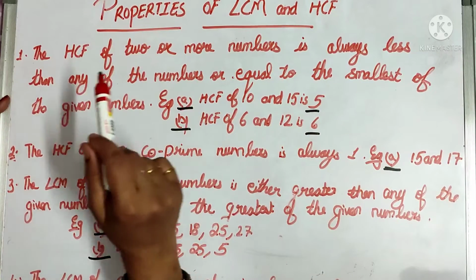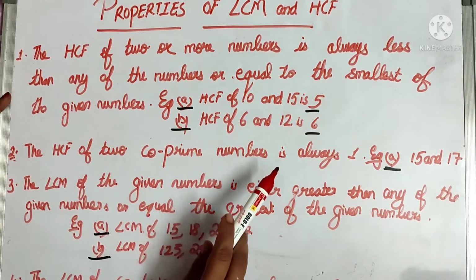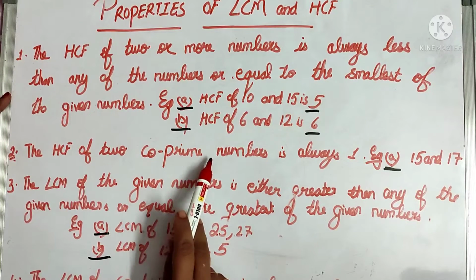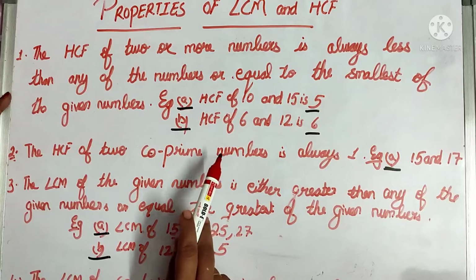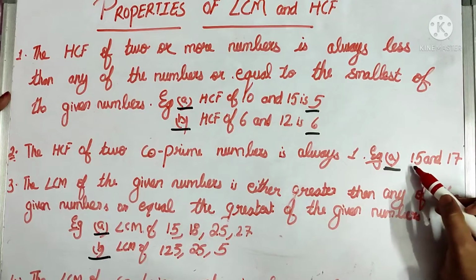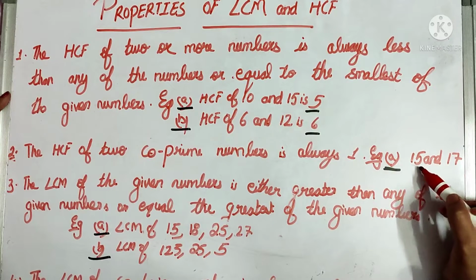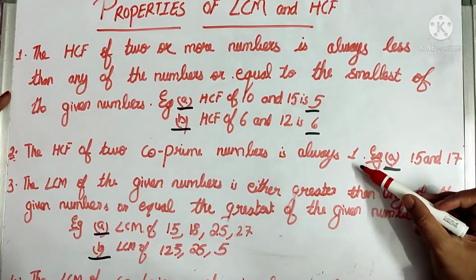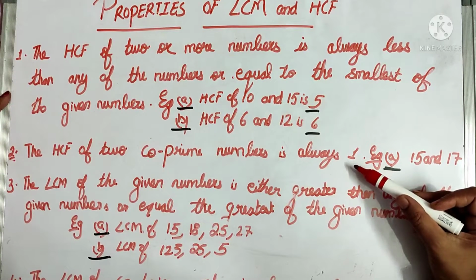Then, the HCF of two co-prime numbers is always 1. Now, what are co-prime numbers? Co-prime numbers are those numbers whose HCF is always 1. For example, 15 and 17. What will be their HCF? Naturally, 17 is a prime number, and 15 has no common factor with it. Its HCF is 1, will always be 1. So such numbers are called co-prime numbers.